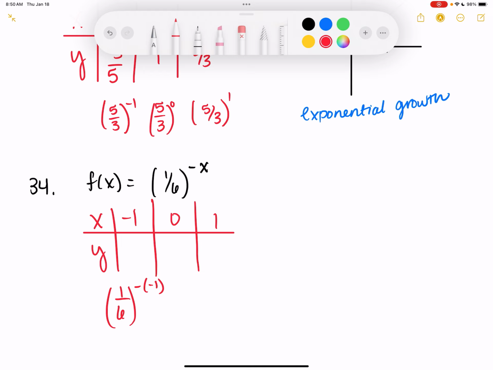So that'd be 1/6. Yep. So the negative and the negative 1 are becoming positive 1, so that just stays as 1/6. How about when I put in 0? It's got the negative, but I'm putting in a 0, and 0 is not negative, so it'd be 1. Yep. And then we're plugging in 1 for x, so 1/6 to the negative 1 is 6.